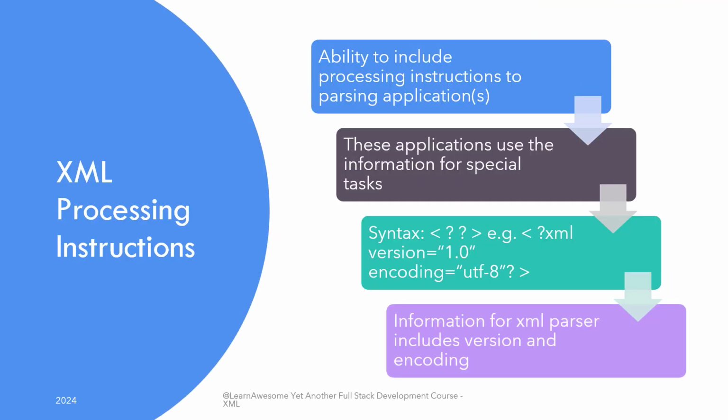Right, XML is supposed to be read by both humans and non-humans. For non-humans, you can include processing instructions, which are used to pass information to applications, which use this information to execute special tasks. The syntax used is left arrow question mark, question mark right arrow. For example, xml version 1.0 encoding UTF-8. Here the information for the XML parser includes the version and encoding of that XML document.